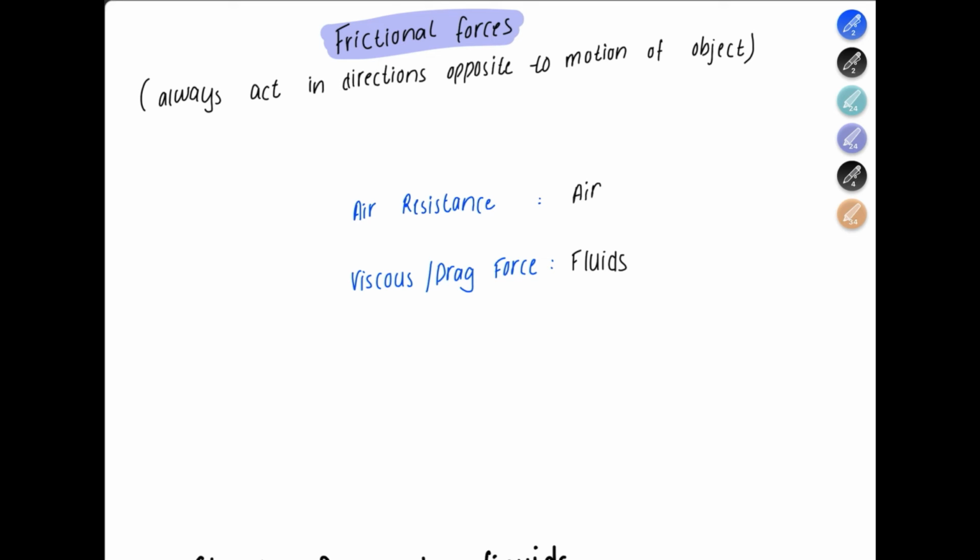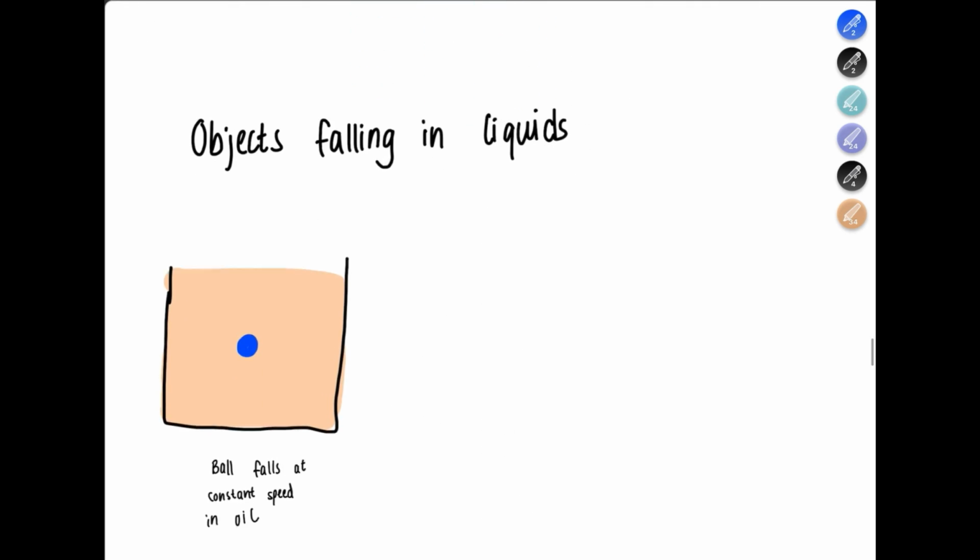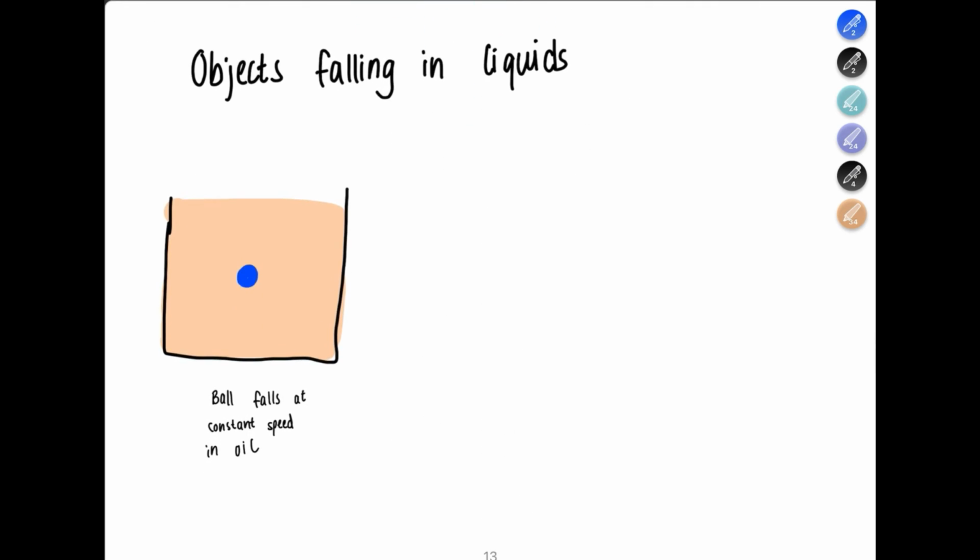Frictional force is very low for fluids with low viscosity, such as water. If there's water, the frictional force will be lower. But for example, if you have a viscous fluid, for example, wax or honey, the viscous and drag force will be much greater. Now let's look at this example. This is an object falling in liquid. Now we have said that this ball is falling at a constant speed in oil.